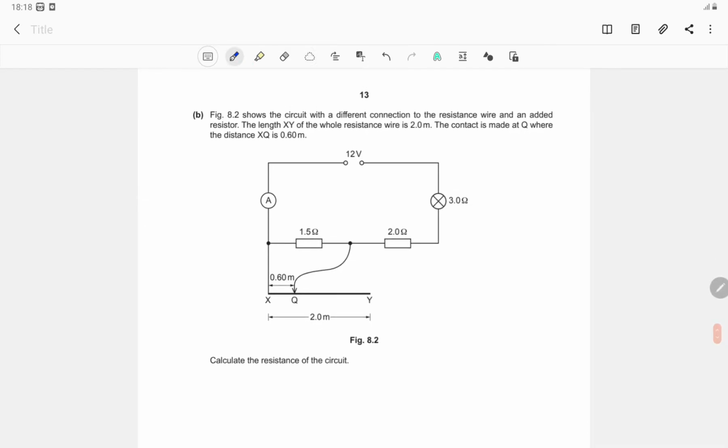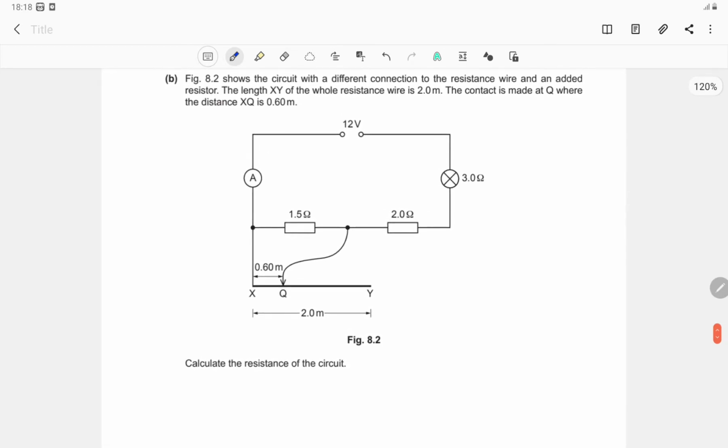Figure 8.2 shows the circuit with a different connection to the resistance wire and an added resistor. The length XY of the whole resistance wire is 2 meter. The contact is made at Q, where the distance XQ is 0.60 meter. Calculate the resistance of the circuit. So here you need to find the total resistance of the circuit.